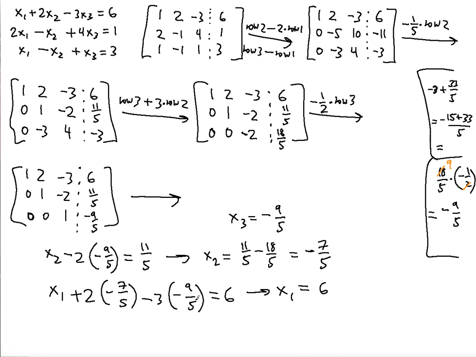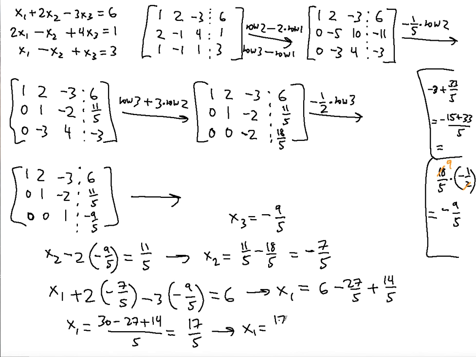So x subscript 1 is going to be 6. Minus 27 over 5. This one is minus 14 over 5, so add plus 14 over 5. So x subscript 1, LCD, that's 30 minus 27 plus 14 over 5, and that is equal to what? Negative 3 plus 14 is 11. No, that's 3. 3 plus 14 is 17. So 17 over 5. So x subscript 1 is 17 over 5.